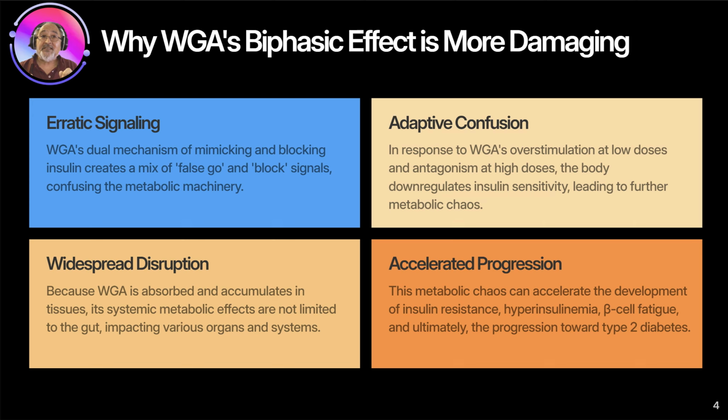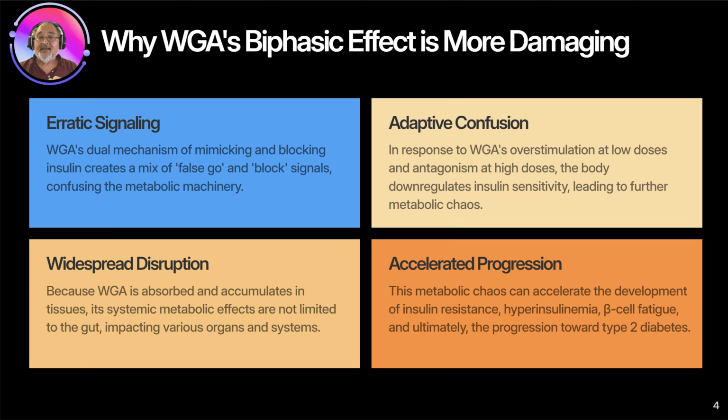In contrast, WGA's biphasic, dual effect creates erratic signaling. Some cells receive a mix of false go and block signals at the same time. Adaptive confusion: the metabolic machinery downregulates insulin sensitivity in response to overstimulation, low-dose mimicry, and antagonism, high-dose interference. Widespread impact: because WGA is absorbed in small amounts and accumulates in tissues, its systemic metabolic effects are not limited to the gut. It affects your entire body.